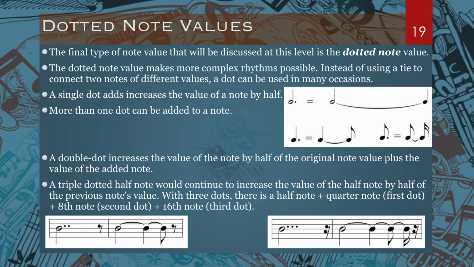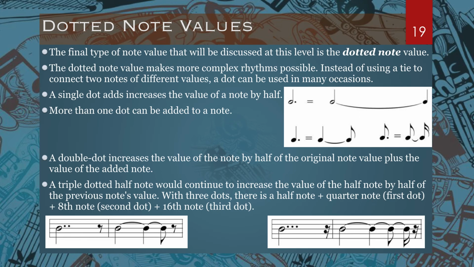With a quarter note, that's worth 1 beat. Half of the beat, if you take that and divide it in half, is half. So you add the original quarter note value to half a beat, you get 1.5 beats. So that's how the dot can change the note value.